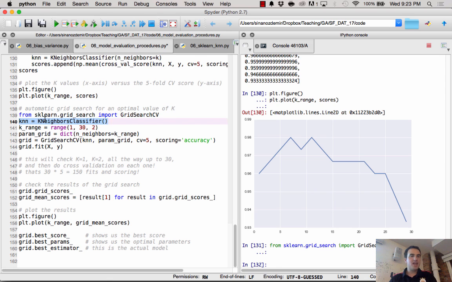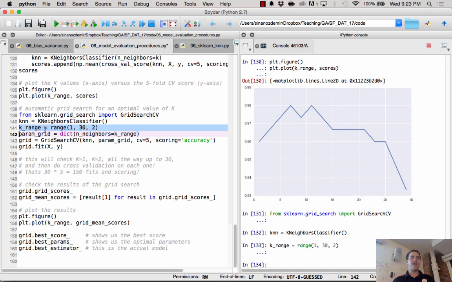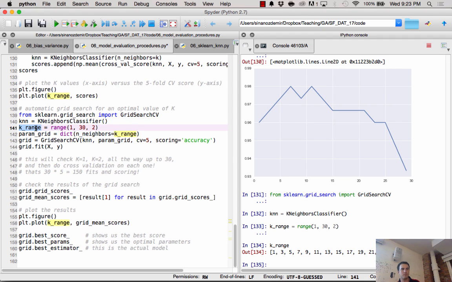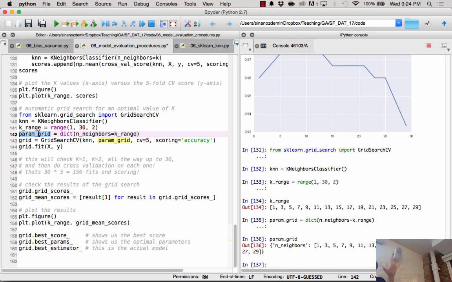So I'm going to make a k-neighbors classifier. Notice I'm doing even less here. I'm instantiating a k-nearest neighbors without telling it n_neighbors. I don't even tell it n_neighbors this time. I make a k_range, which is just a list from 1 to 29. I make a parameter grid. A parameter grid is just a dictionary. It's a fancy term for a dictionary, where the keys are the names of the parameters I want to tune. In this case, n_neighbors. And the value is a list of the options I want to try. So in this case, I'm only going to tune one parameter, n_neighbors.